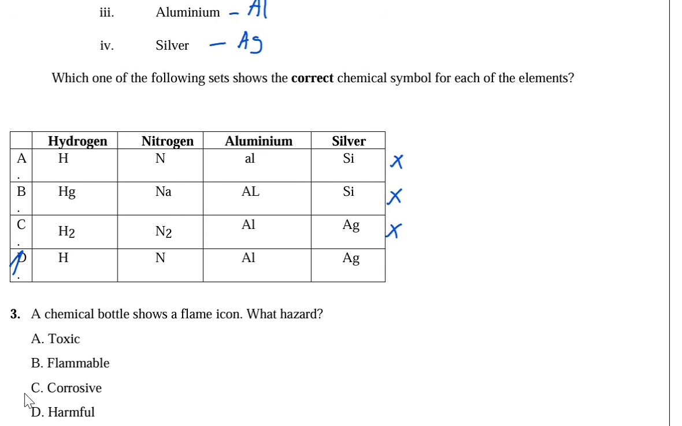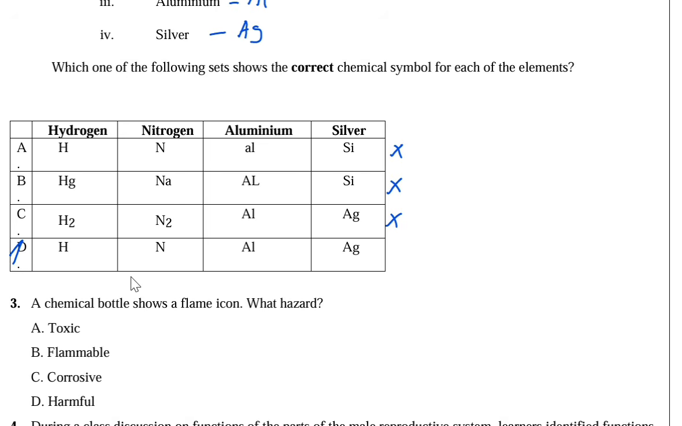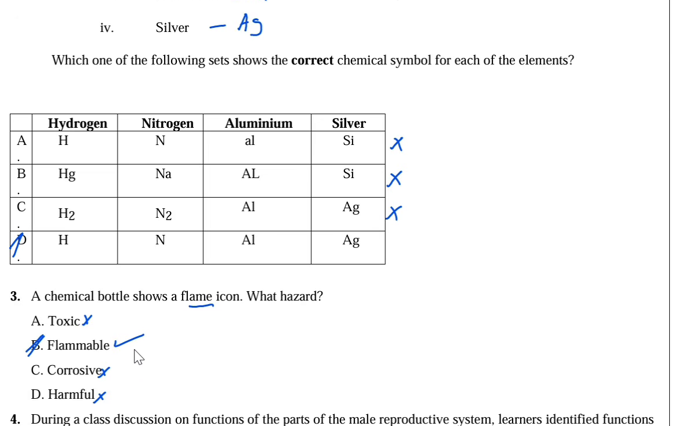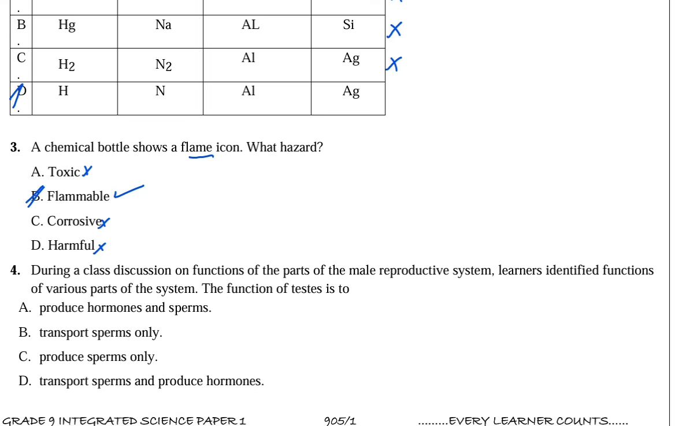Continue to question number 3. A chemical bottle shows a flame icon. What hazard? So the question is asking, what is the name of the hazard with a flame icon? A, toxic. B, flammable. C, corrosive. D, harmful. So to start with, it is not toxic, it is not corrosive, and also it is not harmful. Therefore, when you see a flame icon, the symbol, the hazard, stands for a flammable substance, and therefore the correct option is B, flammable.